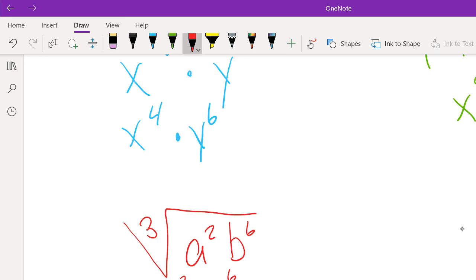Let's do another one. Let's say we've got the 4th root of x to the 3rd power times x to the 5th power. Okay, this one's going to work out a little nicer. So now, again, PEMDAS, right? So this is kind of inside of parentheses.